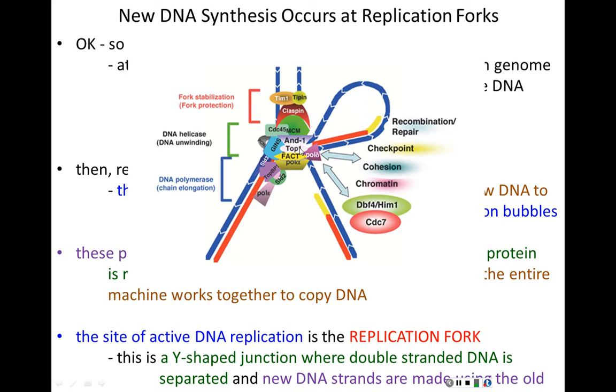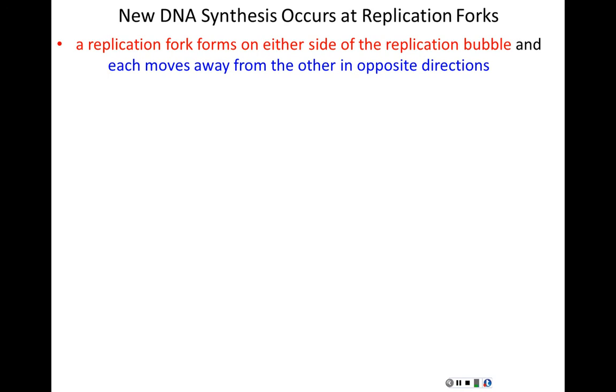So every replication bubble has two replication forks in it. The forks form on either side of the bubble. And those two replication forks are moving away from each other in opposite directions.